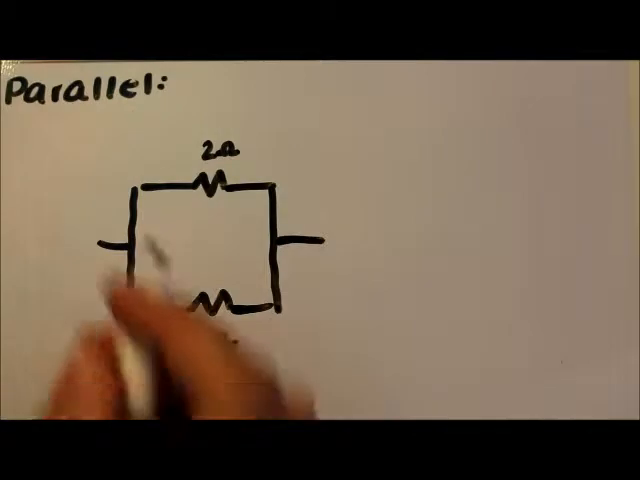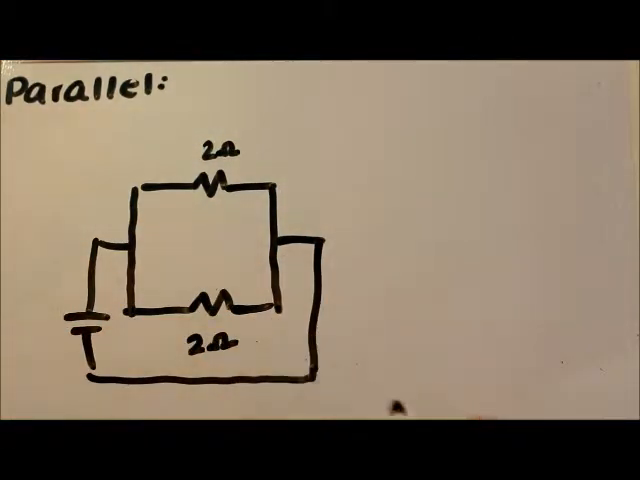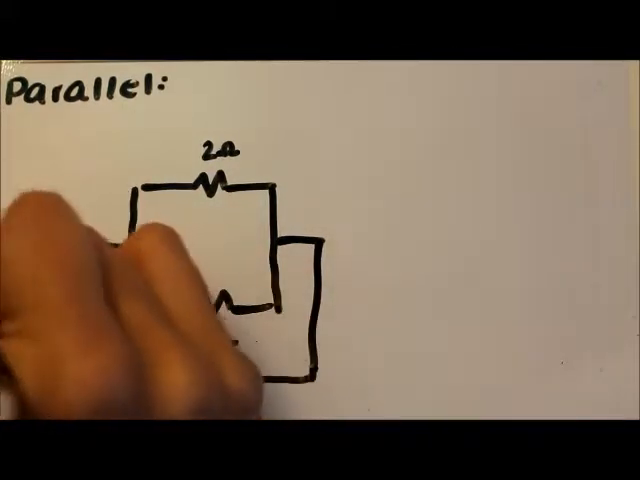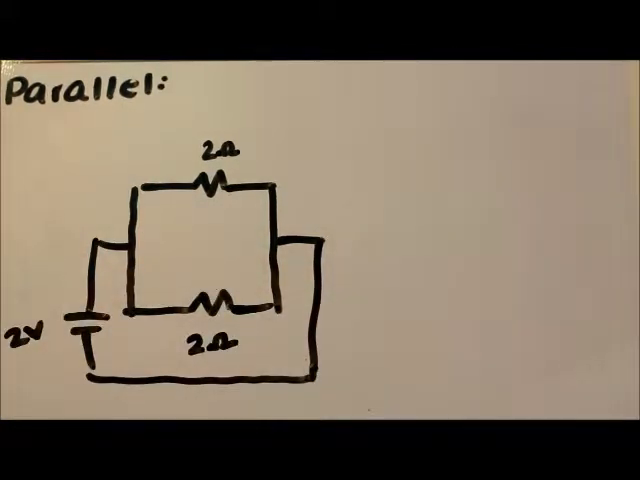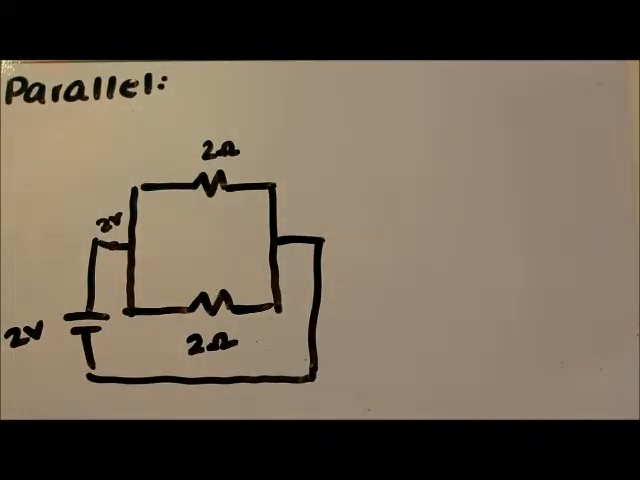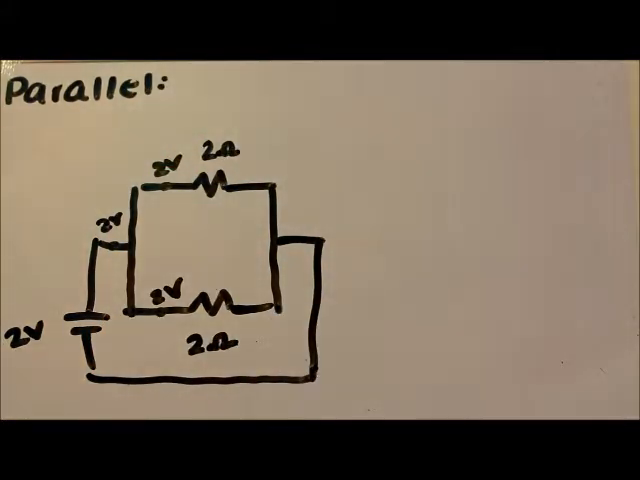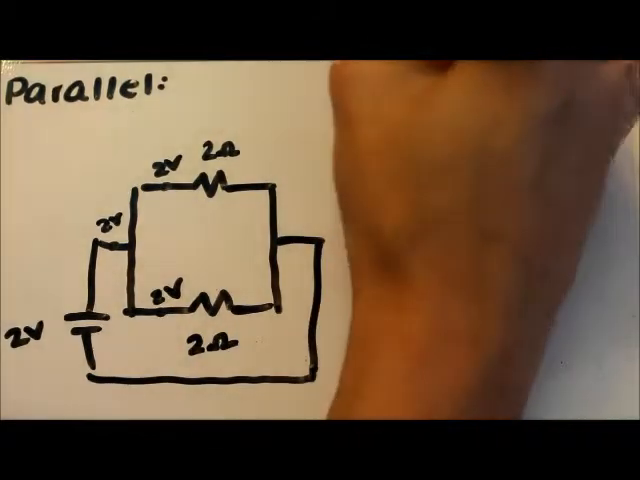When in parallel, each branch will get the same voltage. Let's say we gave our circuit 2 volts. Therefore, we have 2 volts right before the resistors. Both branches will get 2 volts. The current will split proportionally for each branch. In this circuit, it will split evenly because there's an equal resistance on your top and bottom.